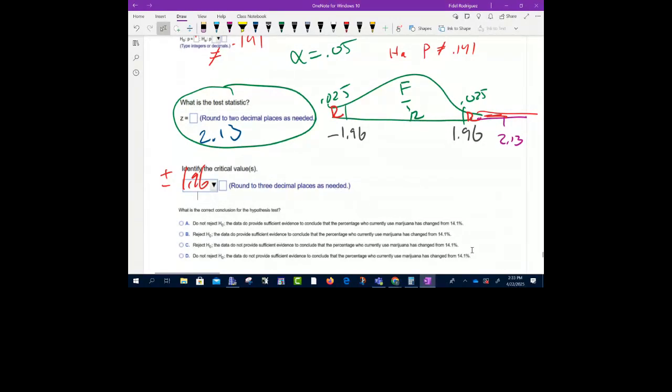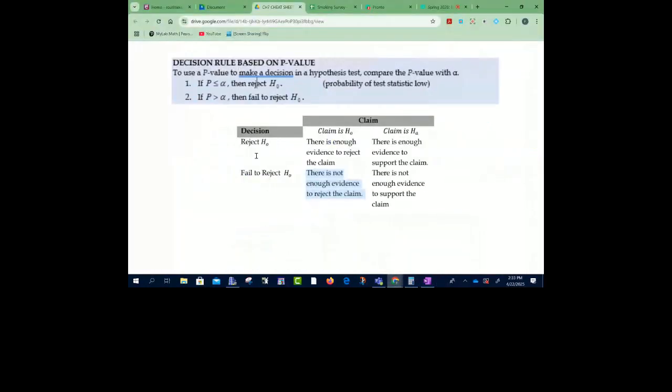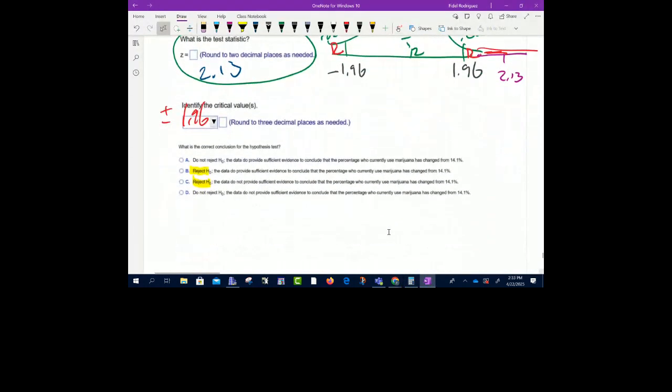All right, so now we're going to reject because we know we're landing in the rejection region. So look, y'all, it's got to be either B or C, right? Now, the way I'm going to figure out, our claim was the H-naught, right? So look, if my claim was the H-naught and we rejected it, we're going to say there is enough evidence to reject the claim. So I'm going to come back over here. There is enough evidence. And if I look at that, y'all, that looks more like choice B because we have sufficient evidence to reject the claim, right? And there we go.